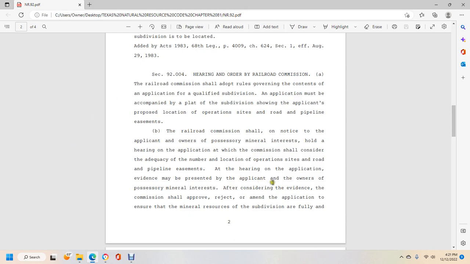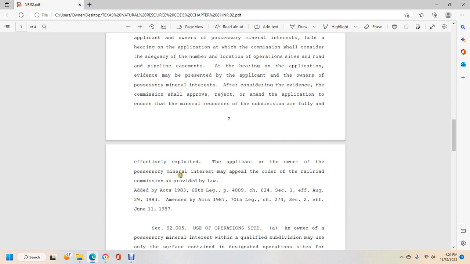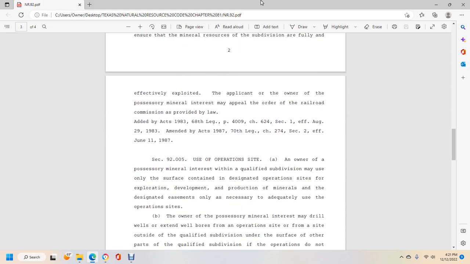After considering the evidence, the Commission shall approve, reject, or amend the application to ensure the mineral resources of the subdivision are fully and effectively exploited. The applicant and owner of the possessory mineral interest may appeal the order of the Railroad Commission as provided by law. Acts 1983, amended Acts 1987.